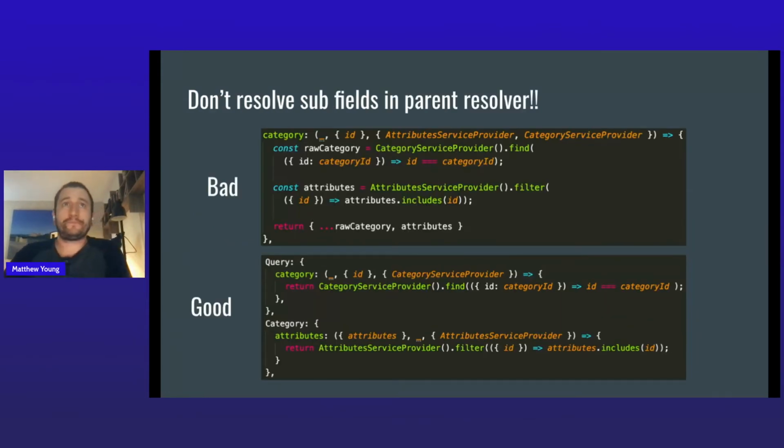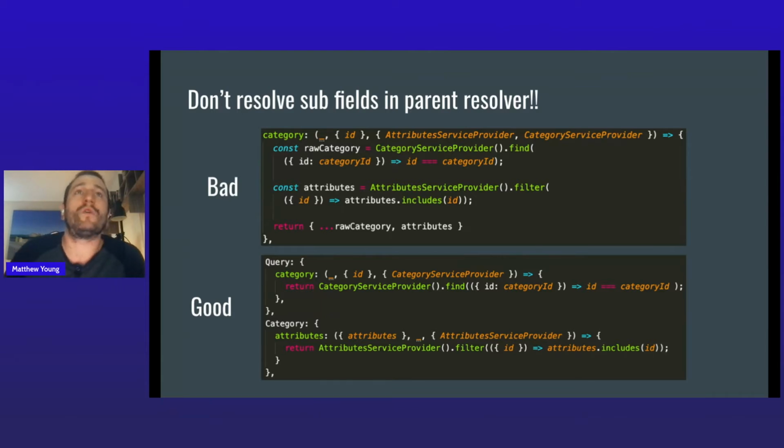One of the bad practices that we learned a bit the hard way over the past couple of years is don't resolve subfields in a parent resolver. You can see from this first screenshot, at our category resolver, we're grabbing the raw category, and then we're also grabbing the attributes. So here we're making a call for a category because this is initially what we wanted. We're grabbing the raw category data, and then immediately after, we're calling an attribute service to grab the attributes for that category, and then returning it all as one lump chunk.